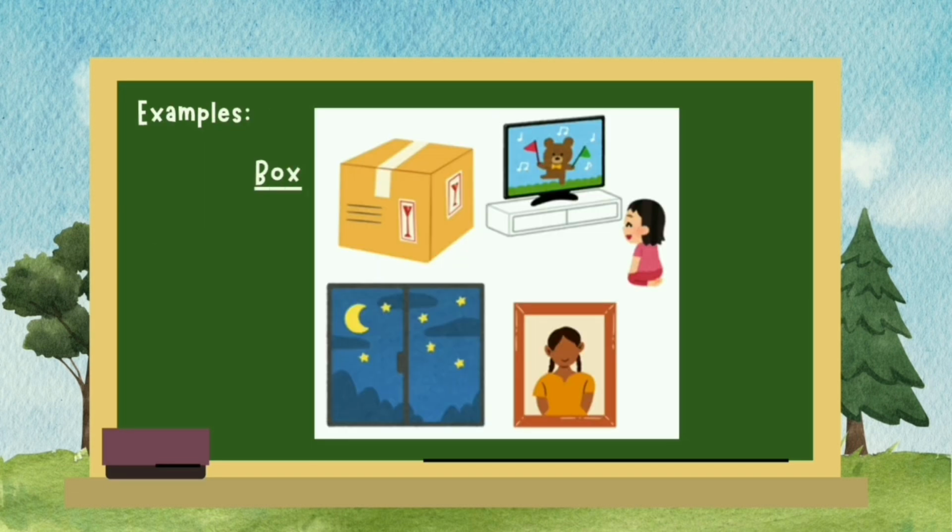For example, a box. Its lines intersect and form four right angles and corners. Also like television, window, and picture frames. These are examples of perpendicular lines.